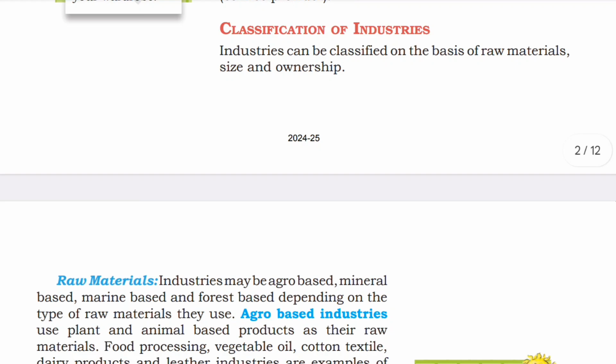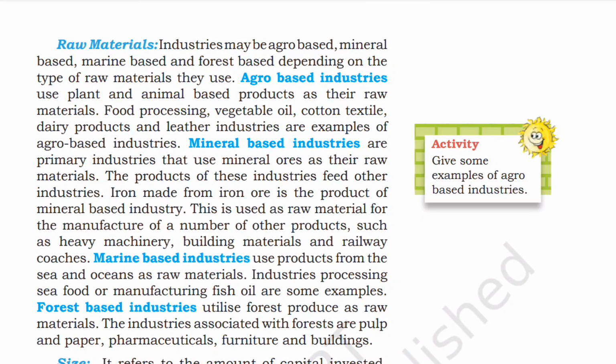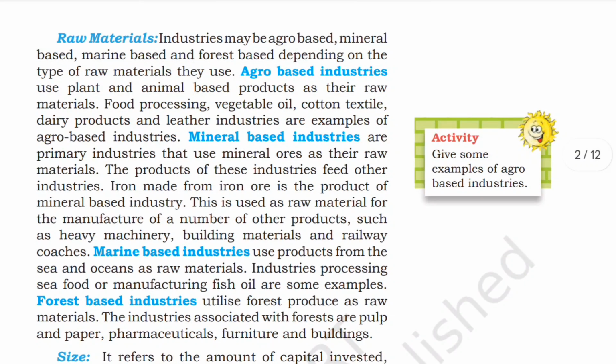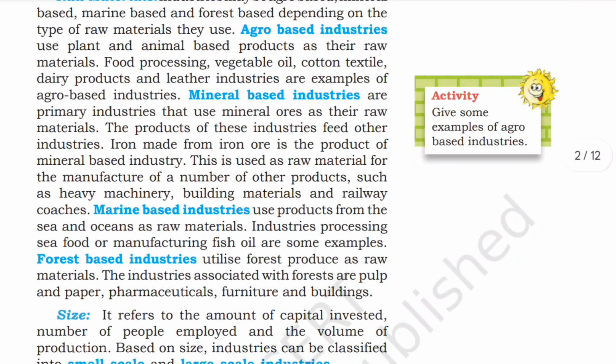Classification of industries. Industries can be classified on the basis of raw material, size, and ownership. Raw material industries may be agro-based, mineral-based, marine-based, and forest-based, depending on the type of raw material they use. Agro-based industries use plant and animal-based products as their raw material. Food processing, vegetable oil, cotton textile, dairy product, and leather industries are examples of agro-based industries.